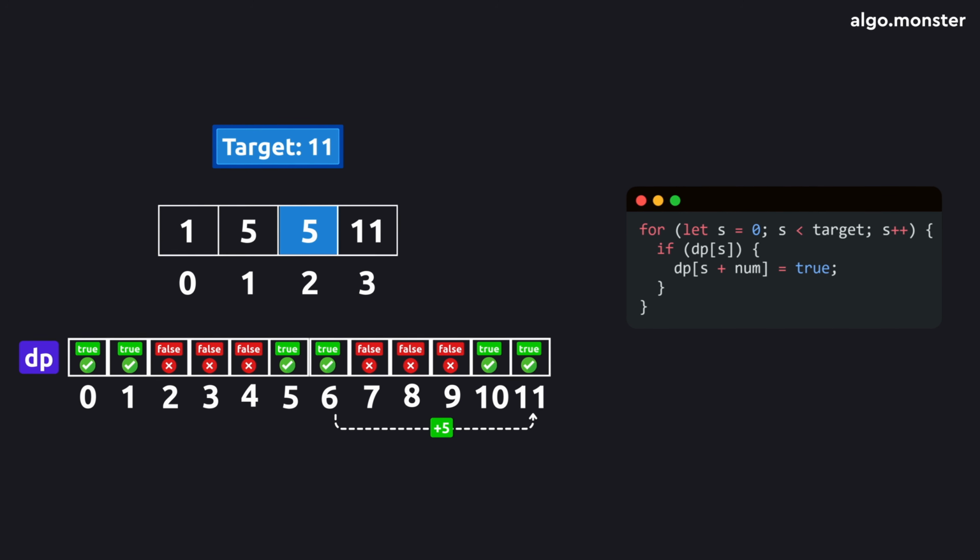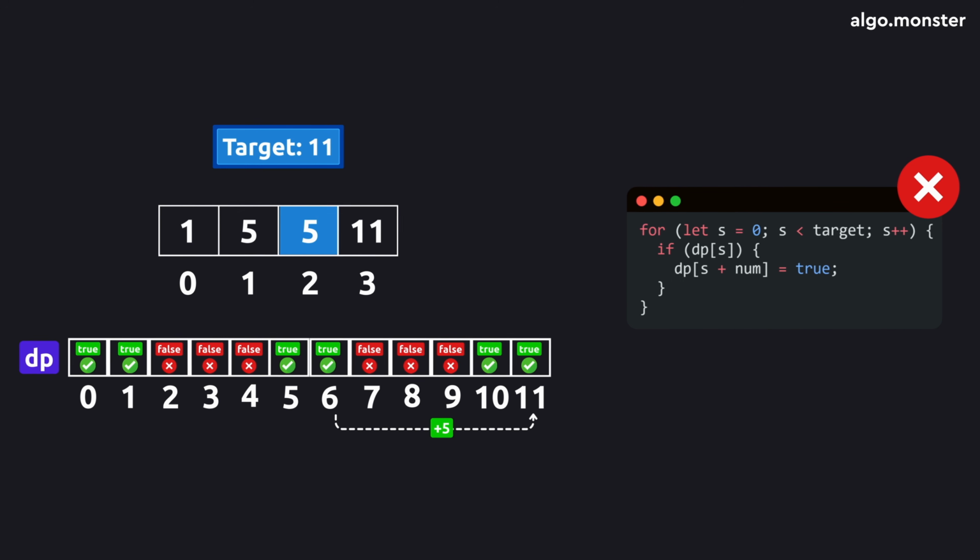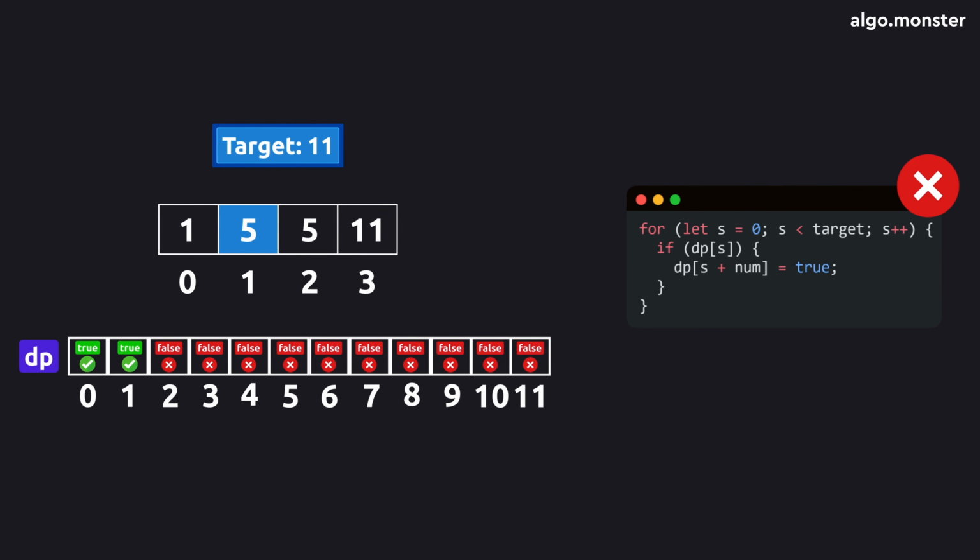The current value stays true if it was already true, or it becomes true if we can now reach that sum by adding the current element. But unfortunately, this formula doesn't work as is. There's a very important detail. Let's go back to the moment when we're processing the second element in our array, 5.